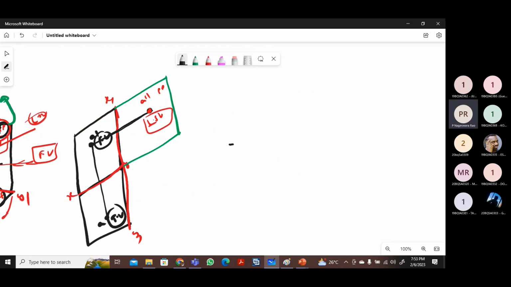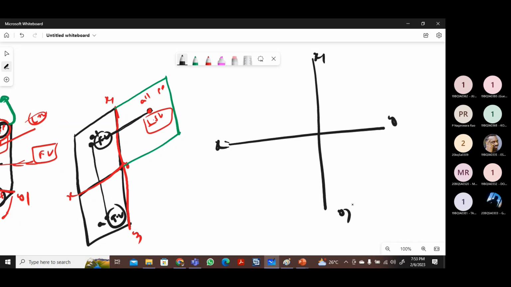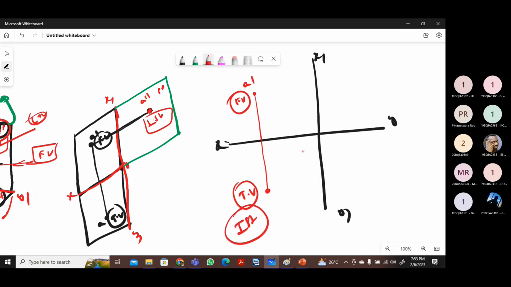If this is the XY line, this is the X1, Y1 line. So this is the front view image, A dash. Exactly below, there will always be the top image, in the case of first angle projection we are discussing now. Front view is above the XY line, top view below the XY line. Whereas the left side view, after rotation, with respect to the front view image, is on the right side.